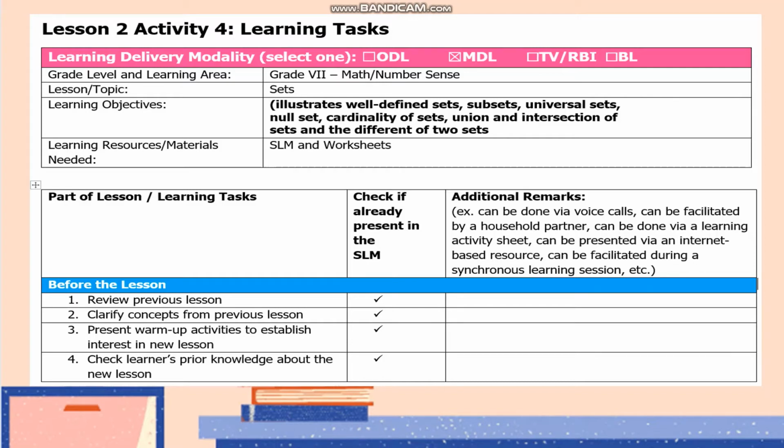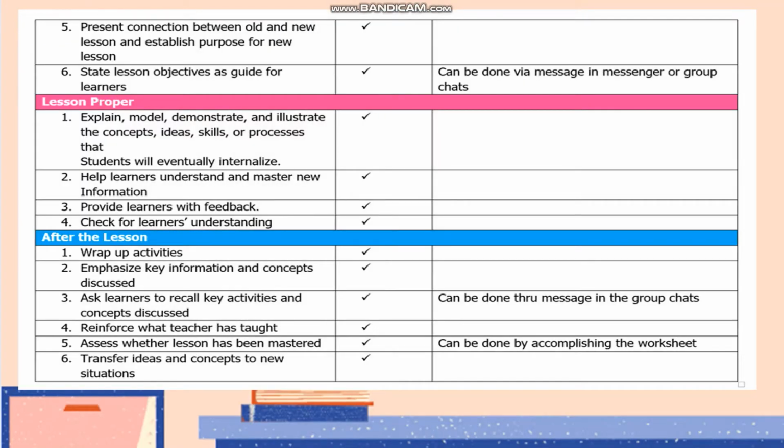Number 1, review previous lesson. Number 2, clarify concepts from previous lesson. Number 3, present warm-up activities to establish interest in the new lesson. Number 4, check learners' prior knowledge about the new lesson. Number 5, present connection between old and new lesson and establish purpose for the new lesson. Number 6, state lesson objectives as guide for learners.